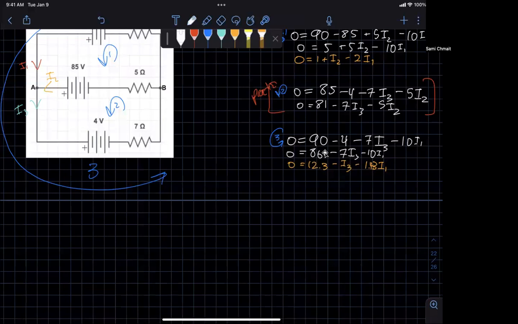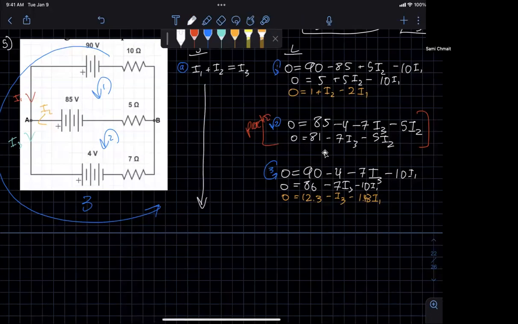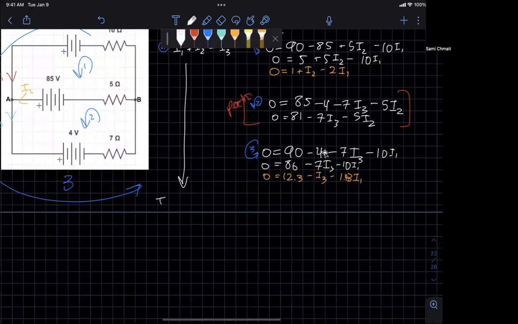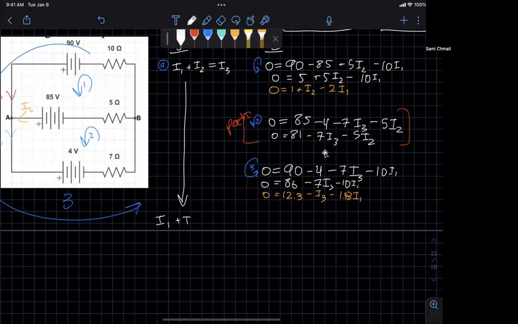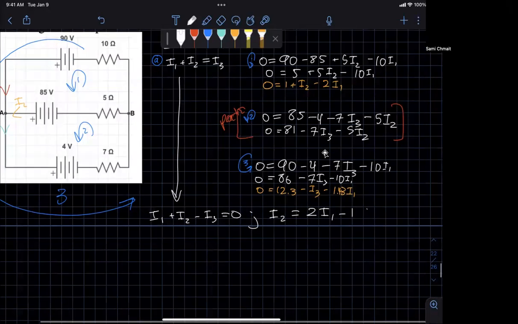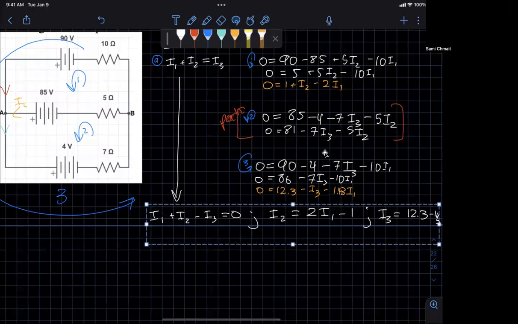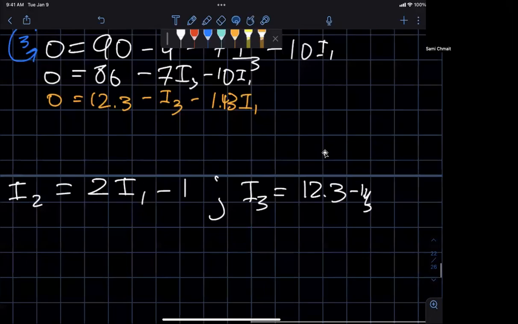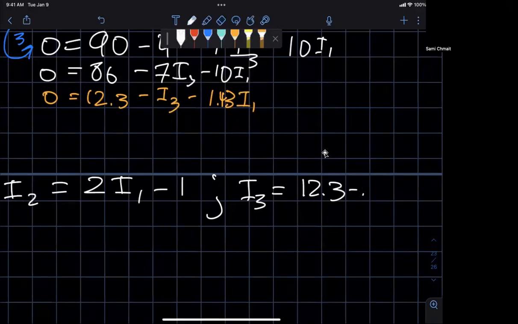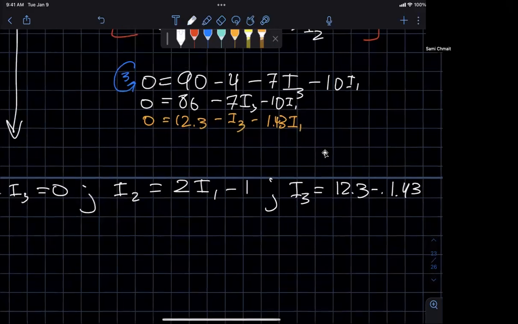So now we can just use our junction equation to solve for everything else we need to know. So let's convert everything so we can solve. That's plus I2 minus I3 equals 0. And now we know that I2 is going to be equal to 2I1 minus 1. And I3 is going to be equal to 12.3 minus 1.43 I1.